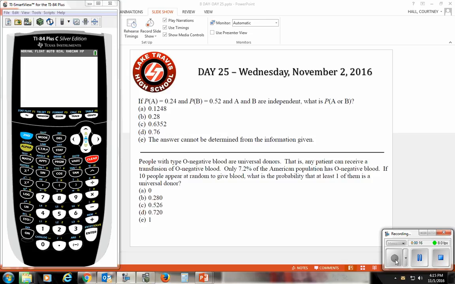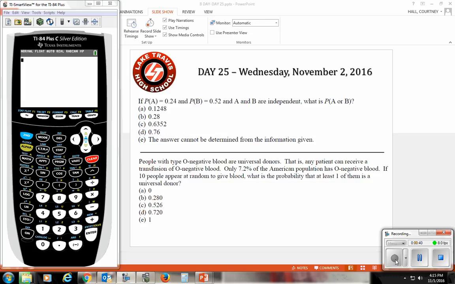Okay, here we go. If the probability of A is equal to 0.24 and the probability of B is equal to 0.52, and A and B are independent, then what is the probability of A or B? To find the probability of A or B, the most basic thing we can say is that "or" means add. That's like middle school level probability. You would take the probability of A plus the probability of B.